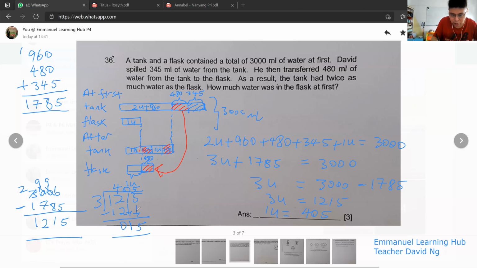This one I use a shortcut method to divide. You understand this part? Or you want me to show the proper working of how I get 405? Anyway, the long working: 3 times 5 equals 15, that's why. Then I bring down my 5, 15, then 5. The 0 is needed because you might get 45, then it's wrong already. So the answer is 405. How much water was in the flask at first? 405 ml. Remember you need ml. Any questions regarding this question? No. Okay, we move on to the next question.